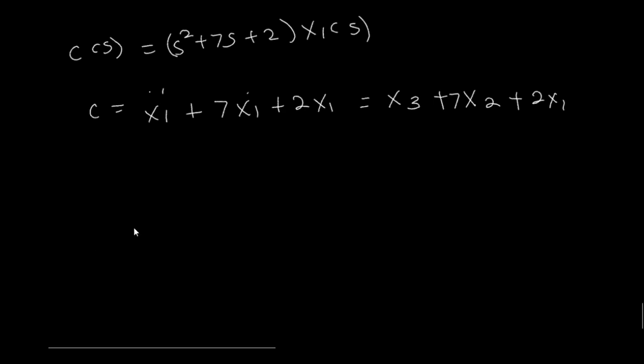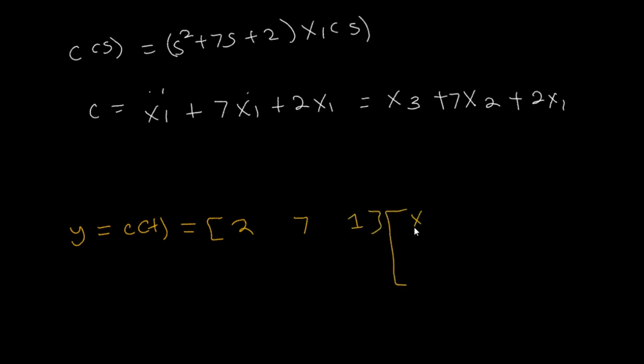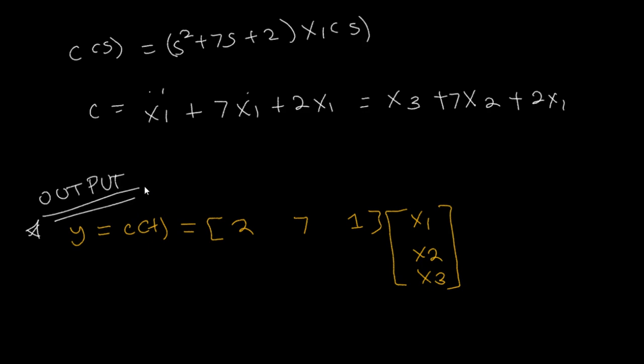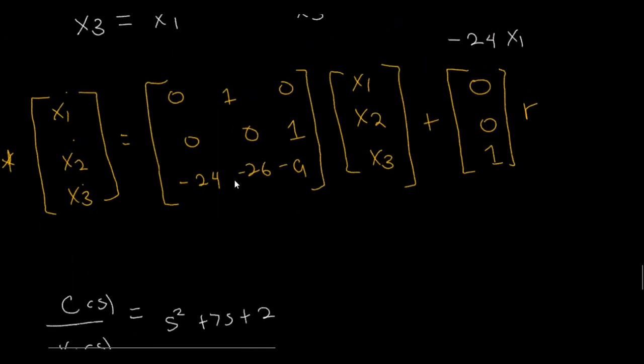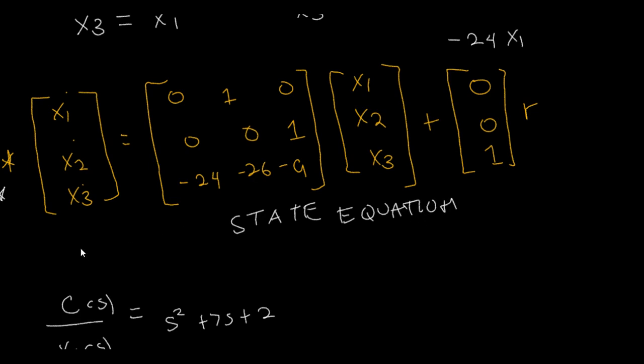Pwede na natin isulat into output. So, y equals c of t, which is yung output natin. So, 2, 7, and then 1, and then the state vectors x1, x2, and x3. Yan. So, tapos na. So, di ba madali? Madali lang siya. No? So, ito yung output natin, and ito yung state equation natin. Okay? So, ganun lang yung process.